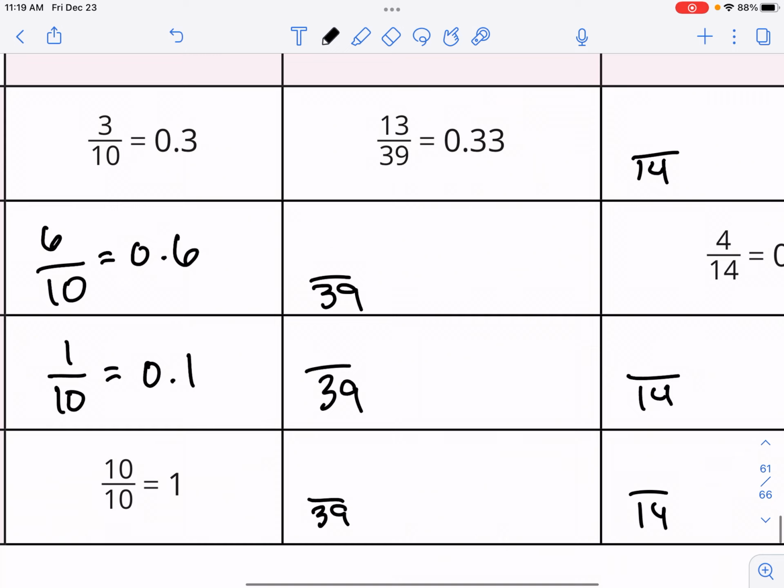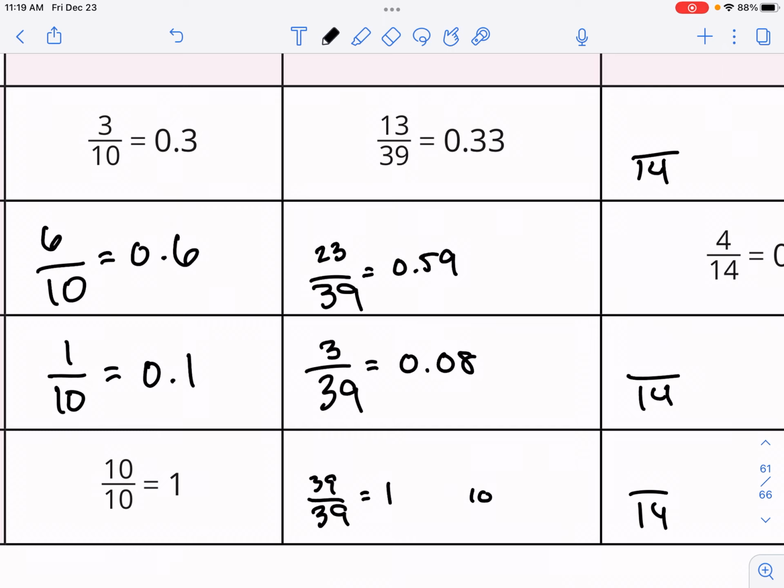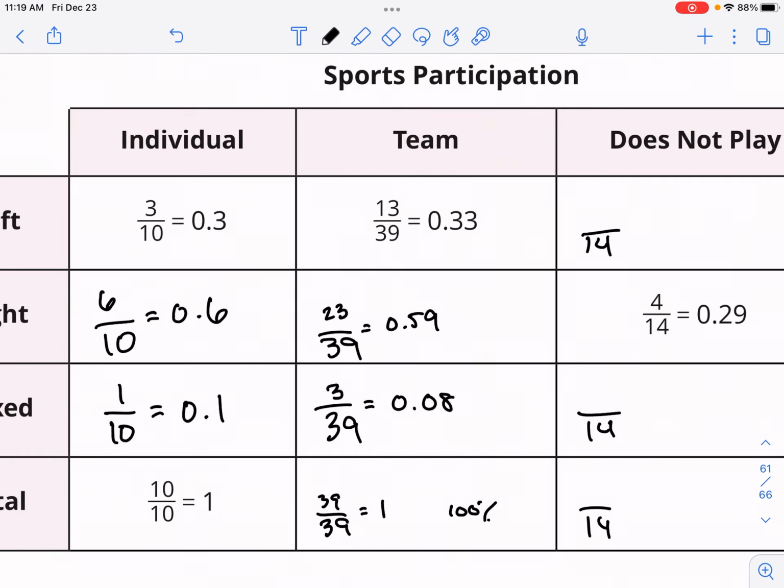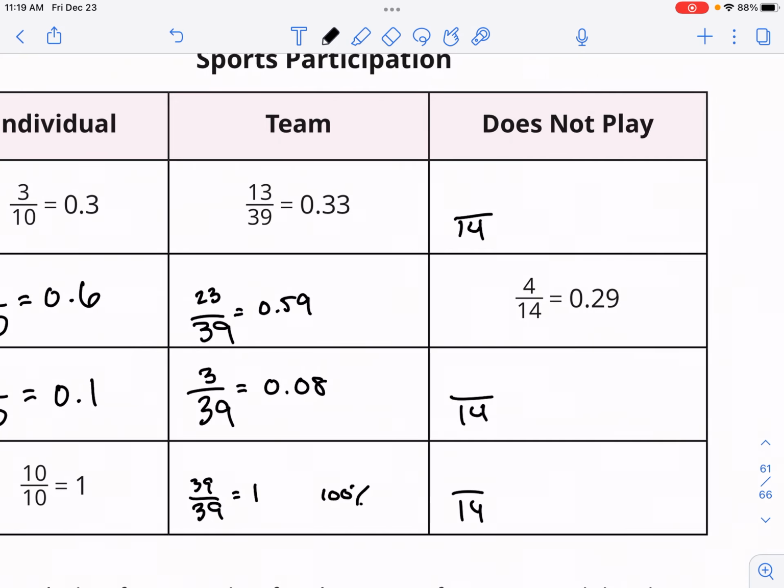Okay, next one. We'll have 23 out of 39. That is 0.59, so 59%. This is 3, which will be 0.08. And then these should all equal 1, which is technically 100%. Right? 100% of the people that play a team sport play a team sport. That's what that's really saying, which doesn't give us too much information.